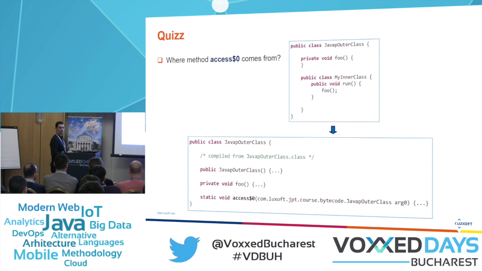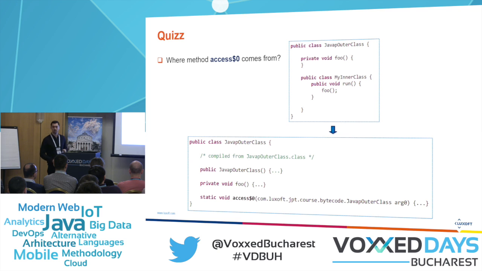It's a synthetic method that gives you access to the outer class from any inner class. It's an access method, yes, mainly because we have a private method referenced by an inner class. The inner class is compiled as Java p-outer class $myInner class, and I have to reference from this myInner class a private method of the other class. That's why the Java compiler automatically adds this access method.